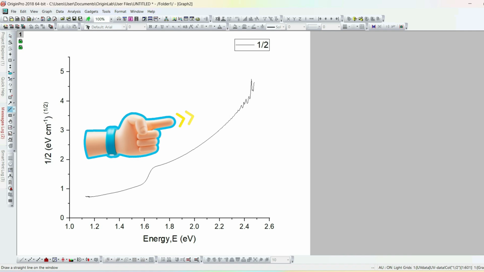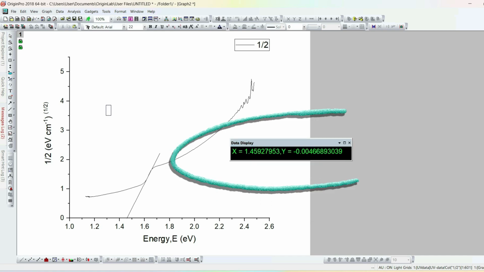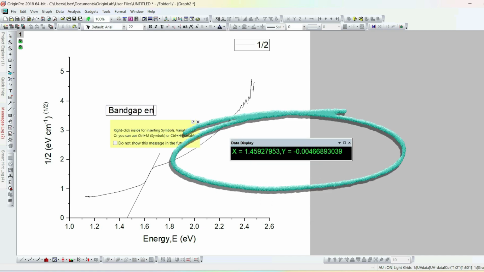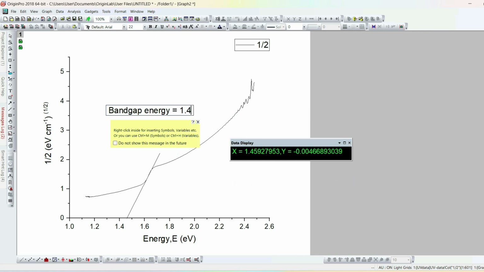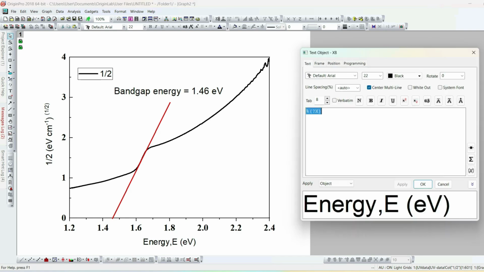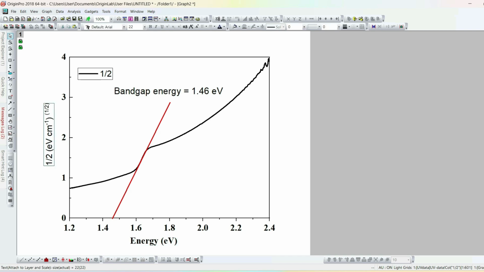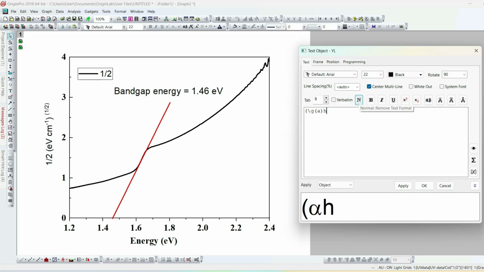Then draw a straight line, or draw a tangent to the graph and extrapolate to the x-axis. Check the x-intercept value, and this is the band gap energy in electron volt. Next, modify the appearance of the graph by changing the color, line thickness, etc. The x-axis name is energy in electron volt and the y-axis is (alpha h nu) raised to 1 by 2, unit is centimeter raised to minus 1 electron volt. Also, you can modify the color, line thickness, etc. of the tangent.